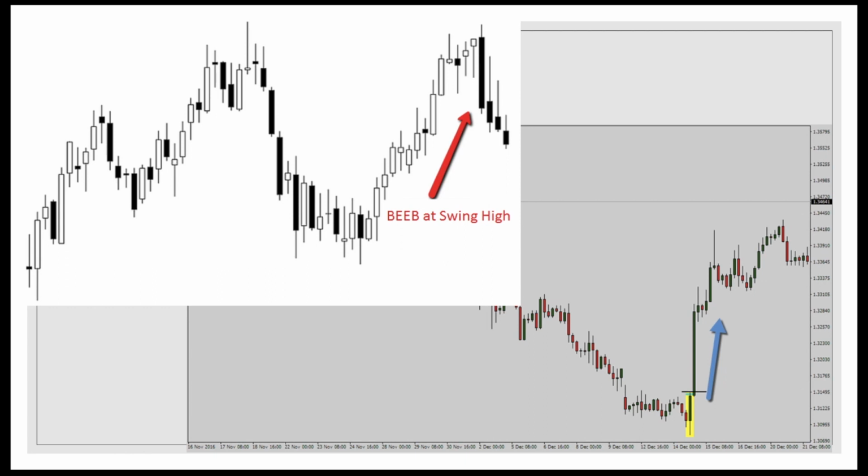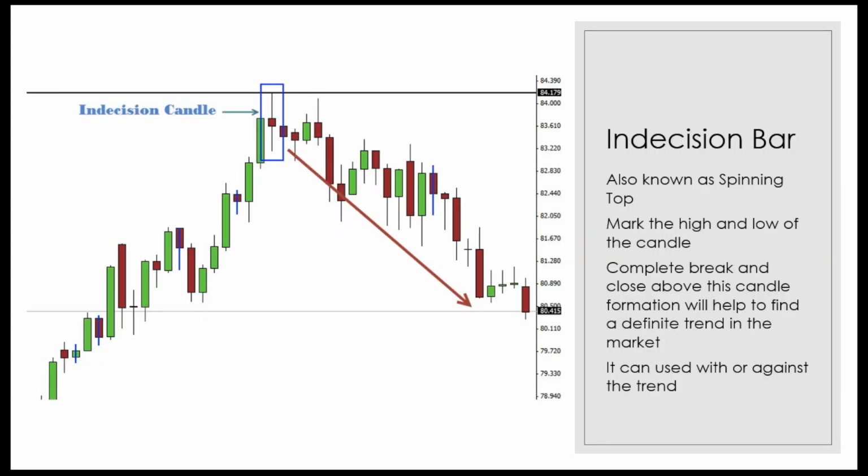If you're going against the trend, you should have an engulfing bar, and the bigger the engulfing bar is, the better. The next important bar is the indecision bar. An indecision bar is also known as a spinning top or spinning bottom, or sometimes a doji. It indicates that the market momentum is indecisive.